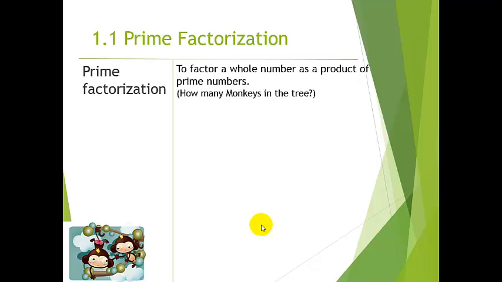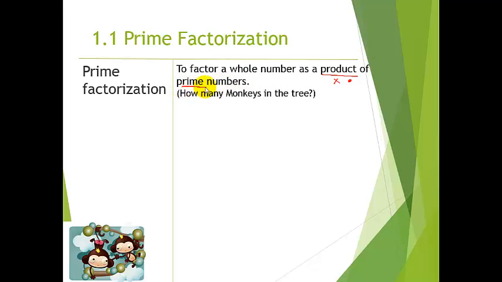Alright, now your prime factorization. And I know you're like, oh, it's a factor tree. Hopefully you will remember that. So, to factor a whole number as a product, and remember product is our key word for multiplication. You'll either see it with this little X or this little dot for multiplication. So prime factorization means to factor a whole number as a product of prime numbers.